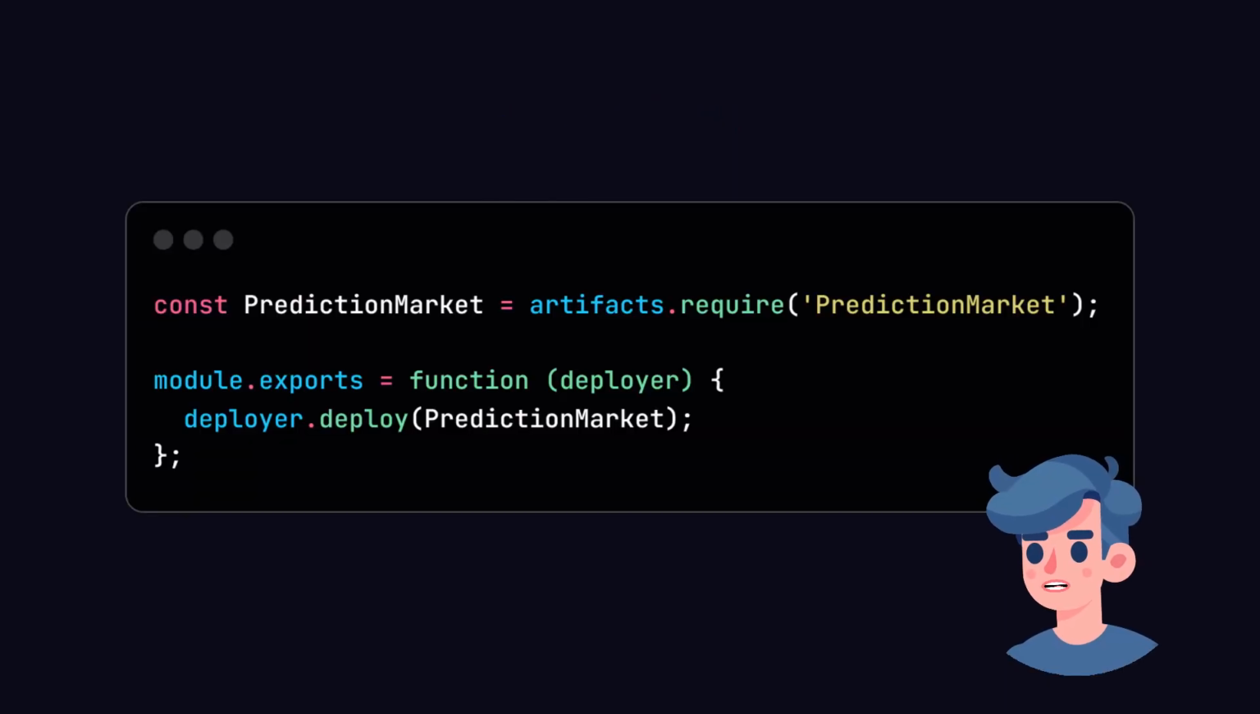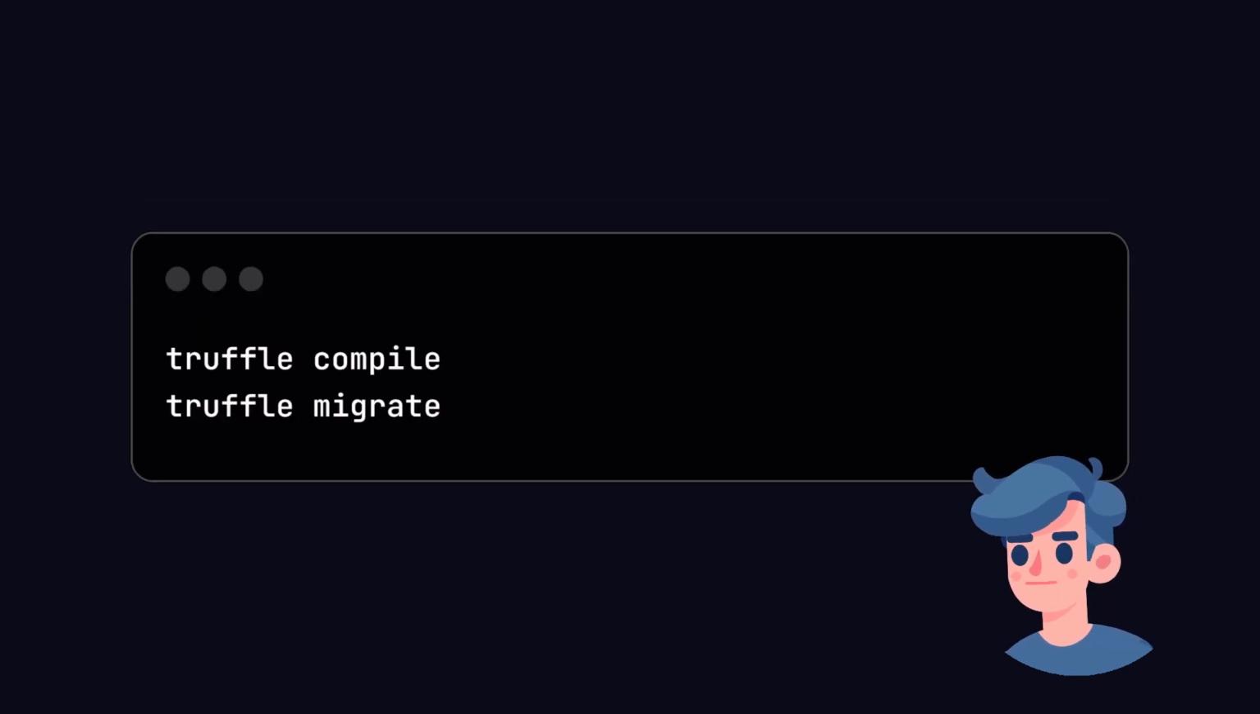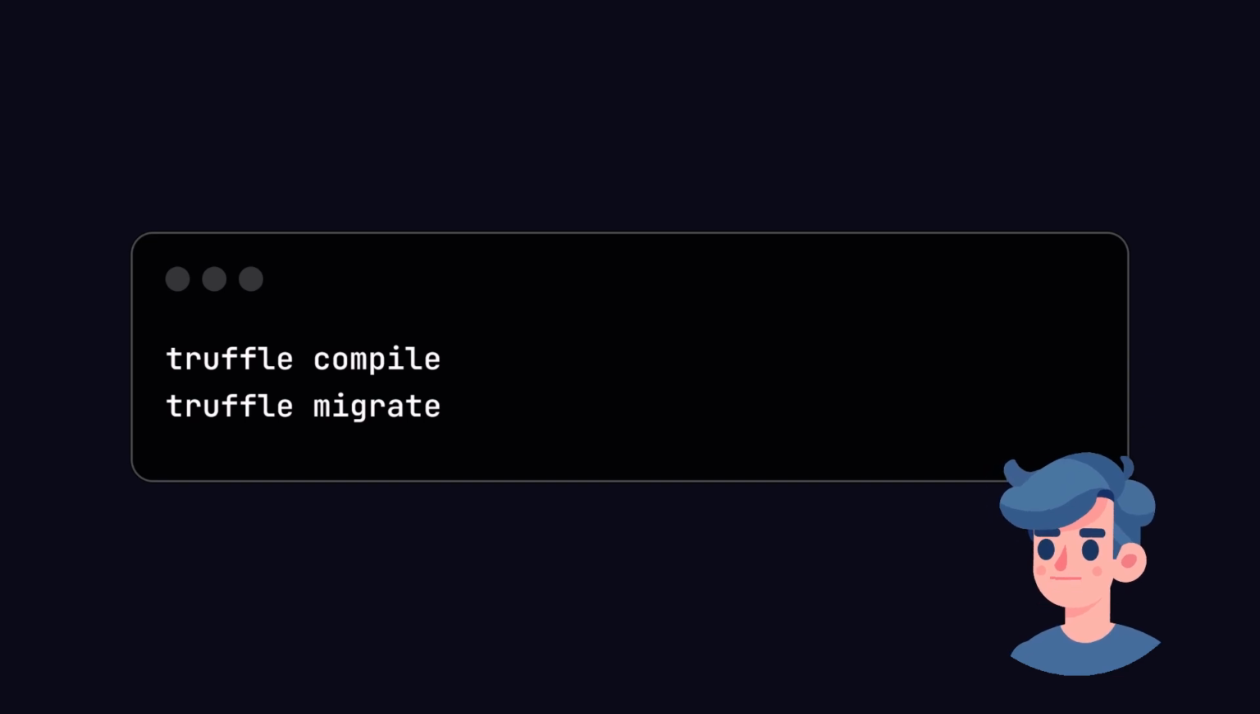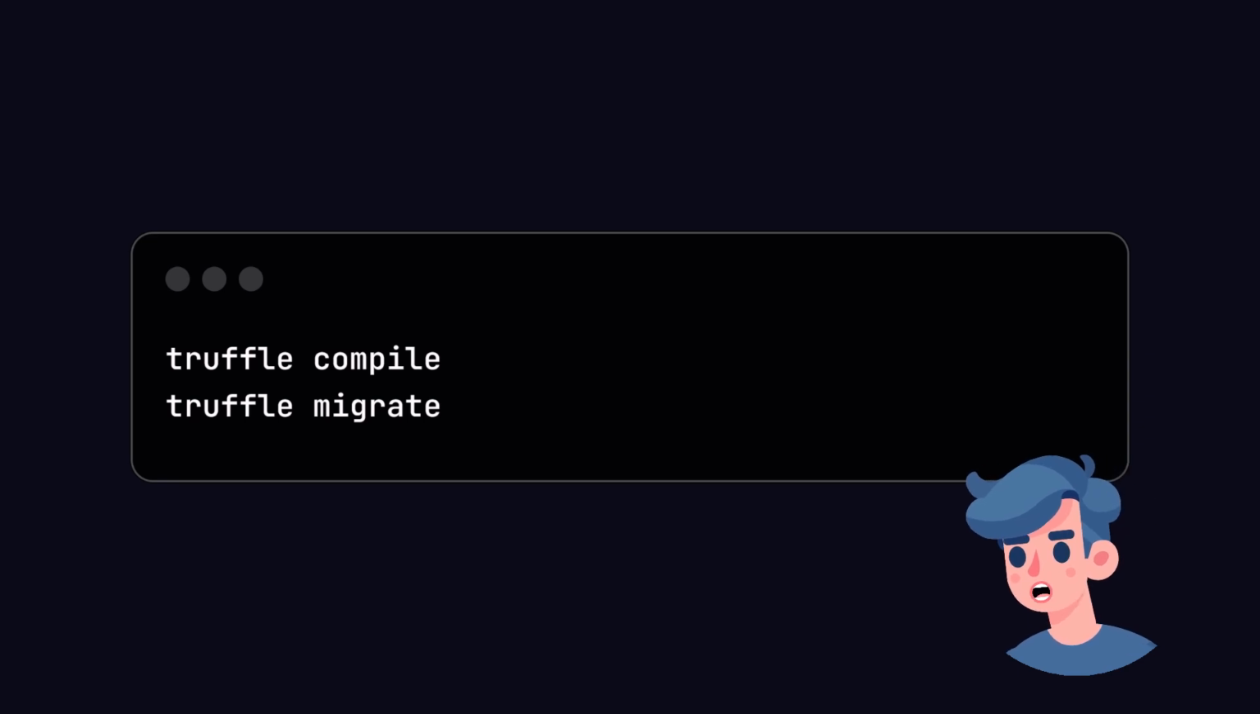Next, we need to deploy this contract to our local blockchain. In your Truffle project, navigate to the Migrations directory and create a new file called 2_deploy_contracts.js. In this migration script, we are importing our prediction market contract and deploying it. Now, let's compile and migrate our contract to the Ganache blockchain. Make sure your Ganache is running.